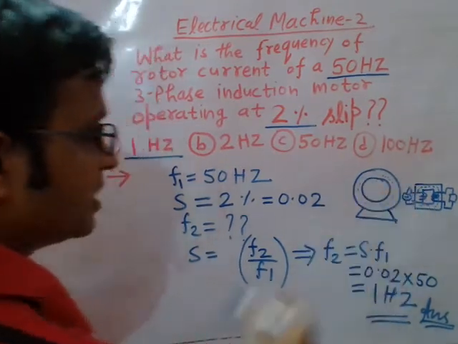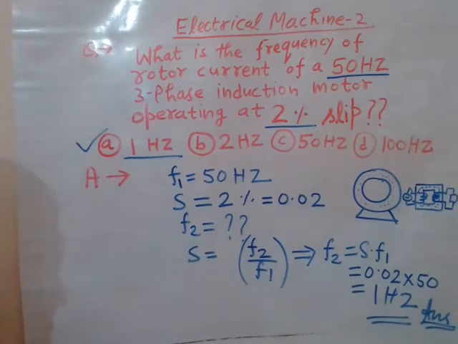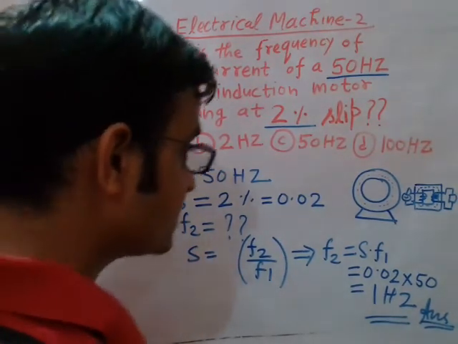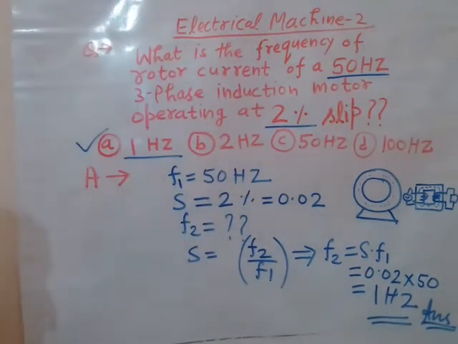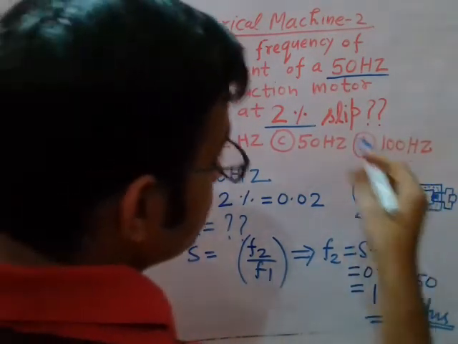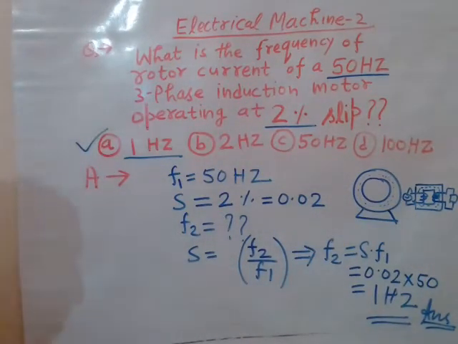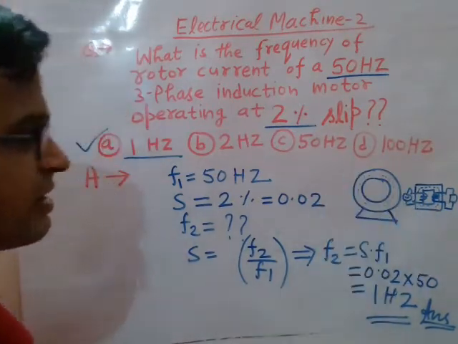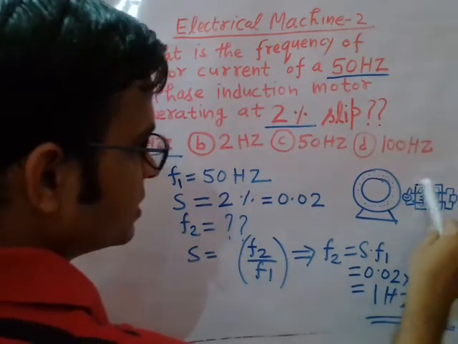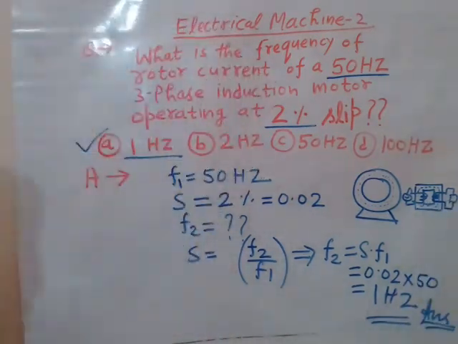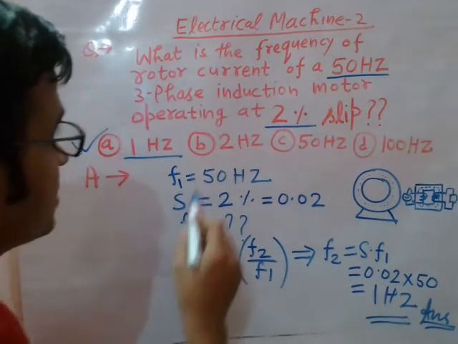So a three-phase induction motor is a rotating electrical machine and a transformer is a static electromagnetic device. I have already explained these things in great detail. Please watch the earlier videos on this YouTube channel. So that's a difference. Since a three-phase induction motor is a rotating electrical machine, there will be friction and windage losses. But these losses are not present in the transformer because it is a static device. So here in this case, the answer is A, 1 Hertz, that is the rotor frequency.